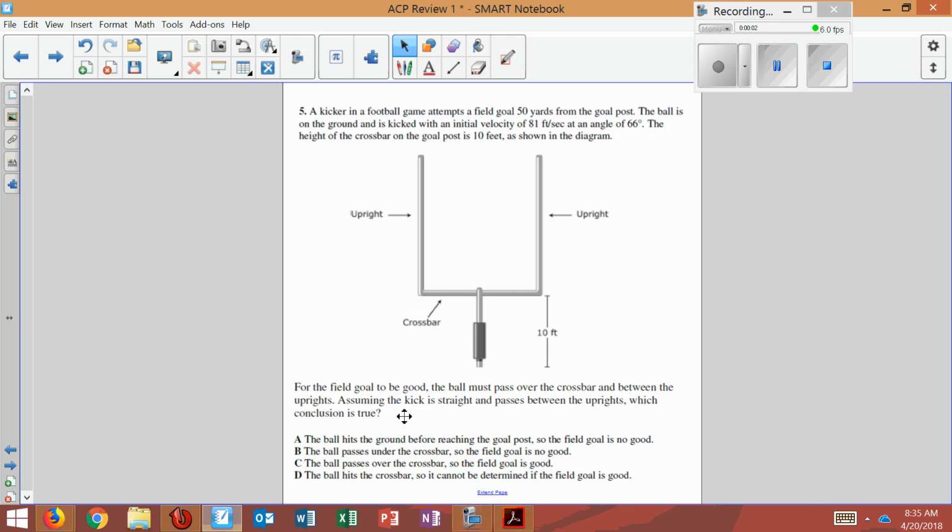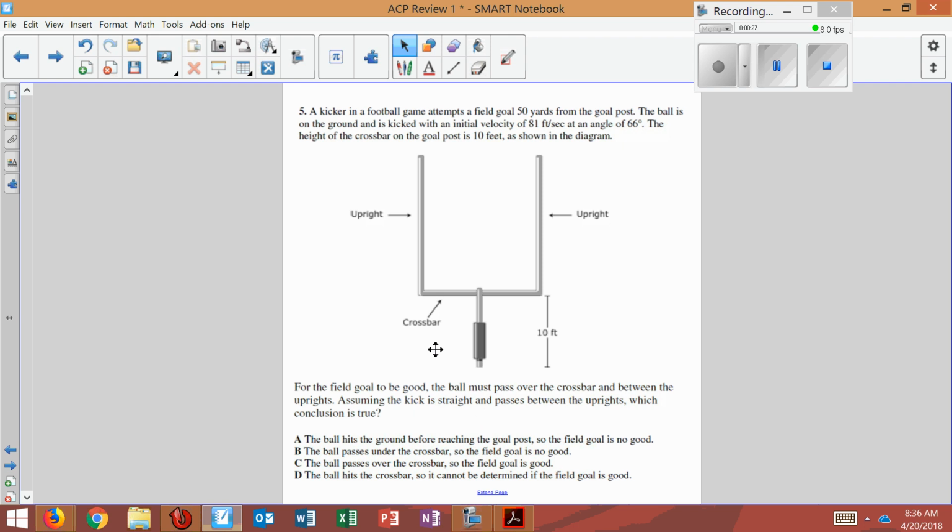Number five, a kicker in a football game attempts a 50-yard field goal from the goalpost. The ball is on the ground and is kicked with an initial velocity of 81 feet per second at an angle of 66 degrees. The height of the crossbar of the goal is 10 feet, as shown in the diagram. For the field goal to be good, a ball must pass over the crossbar and between the uprights. Assuming the kick is straight and passes between the uprights, which conclusion is true?